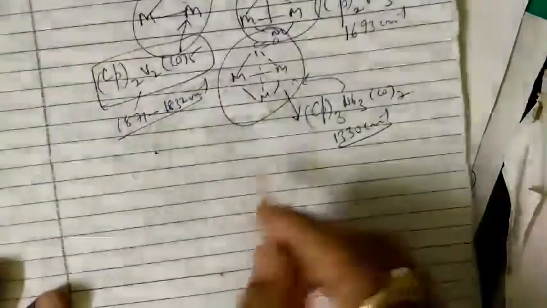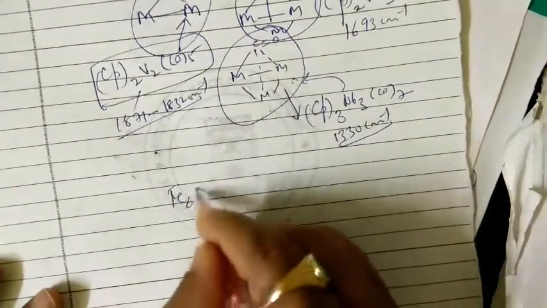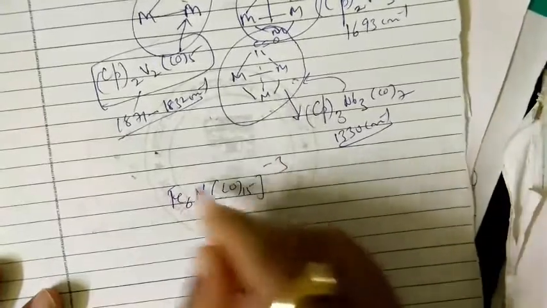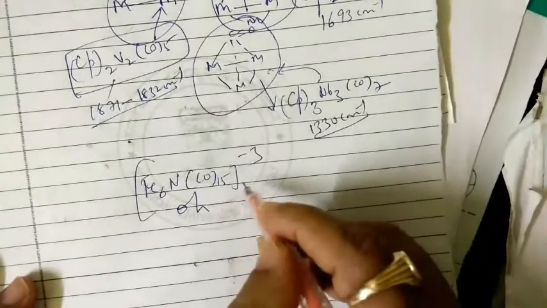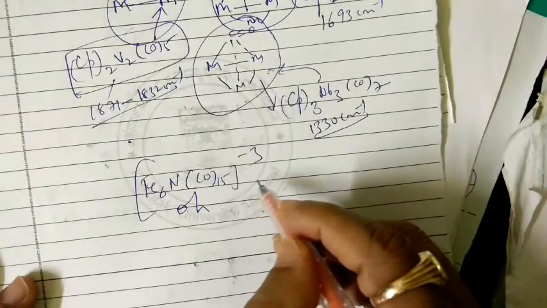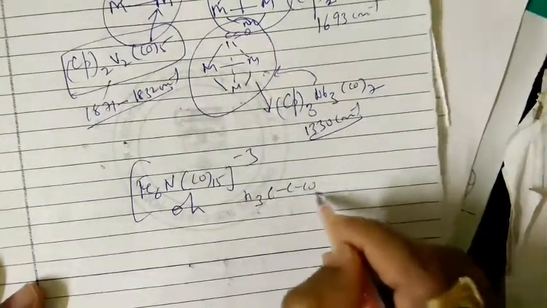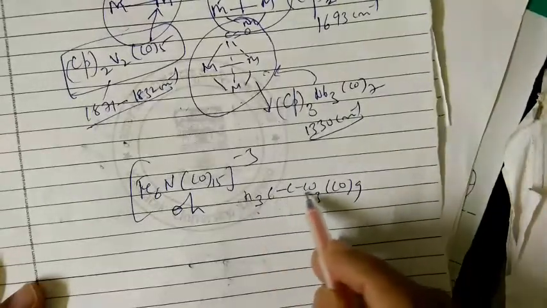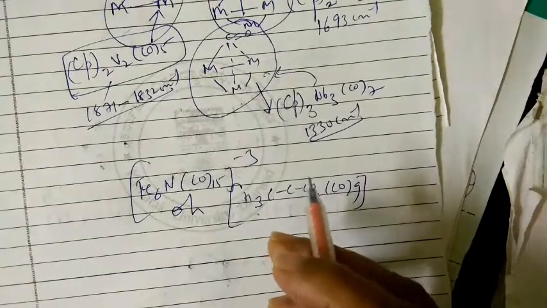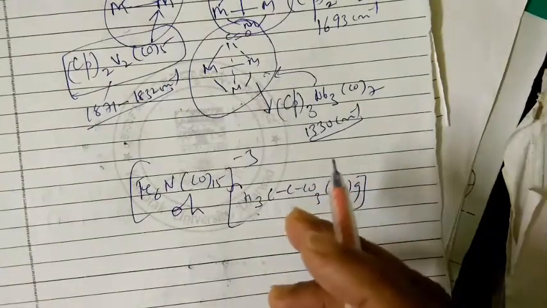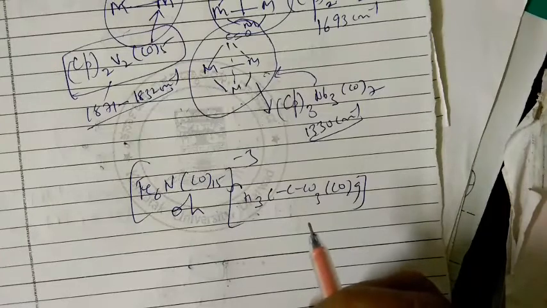And if you see the vibrational spectra reported for polynuclear complexes of unusual structures like Fe6N(CO)15 3 minus, which is of octahedral point group, and structures like CH3C(CO)3 Co9, they have very unusual types of structures. Such types of structures are also reported.